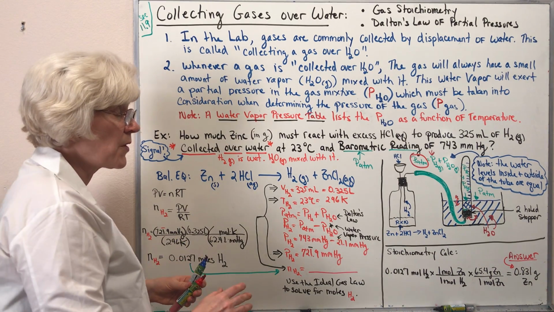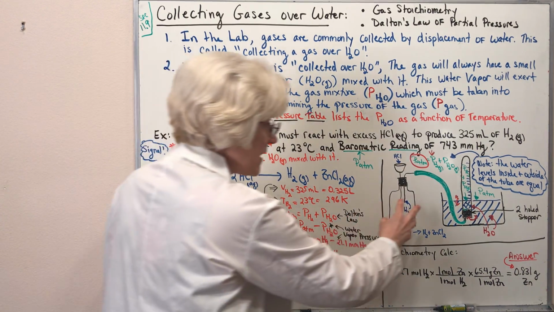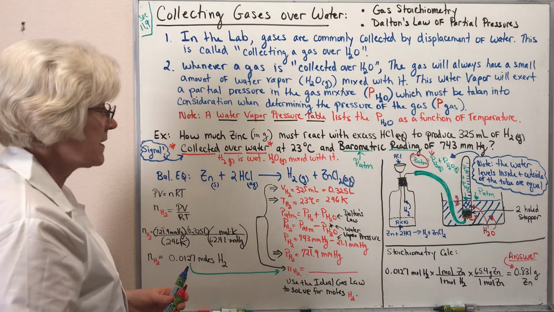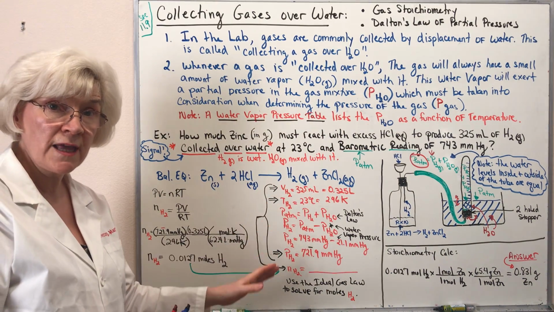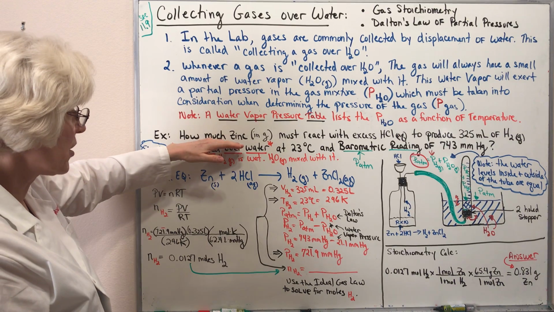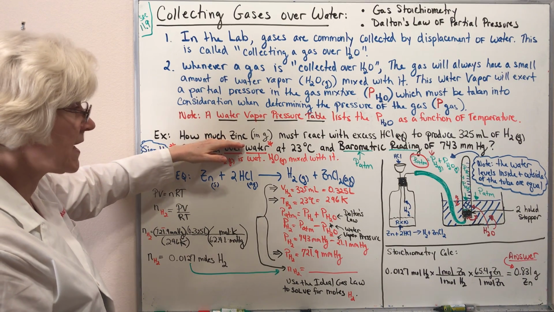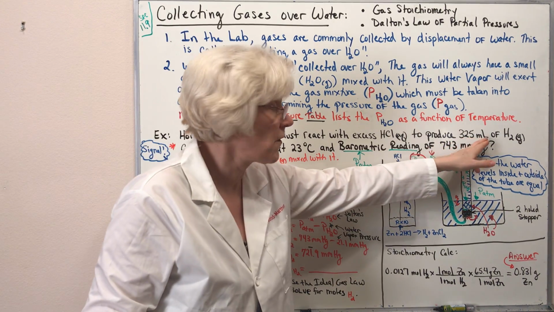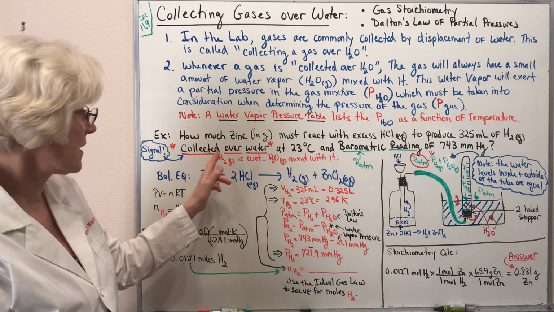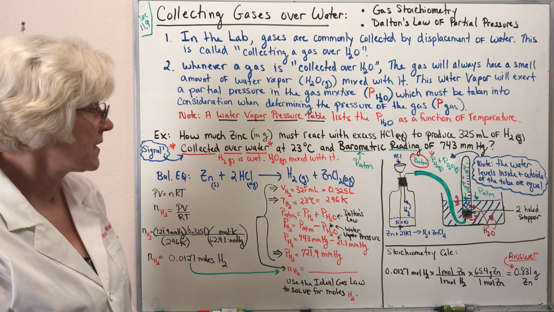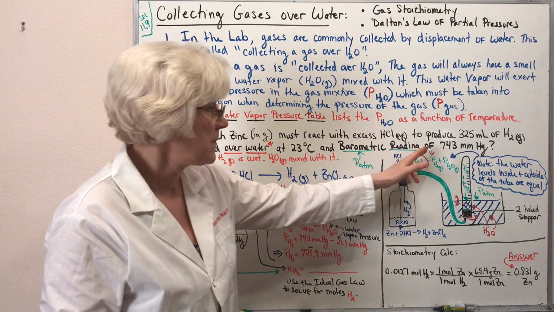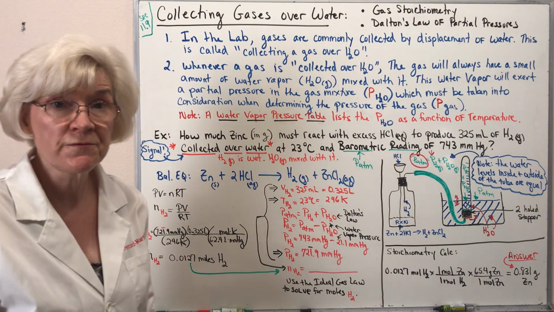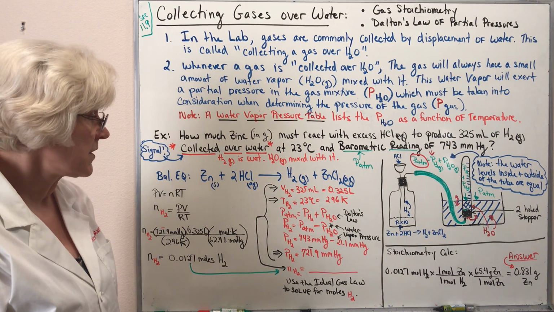So let's look at this problem, right? We understand the experimental setup. Now, how do we do the calculation to be able to determine how much zinc metal had to react to produce this volume of wet hydrogen collected over water at 23 degrees Celsius and a barometric reading of 743 millimeters of mercury?